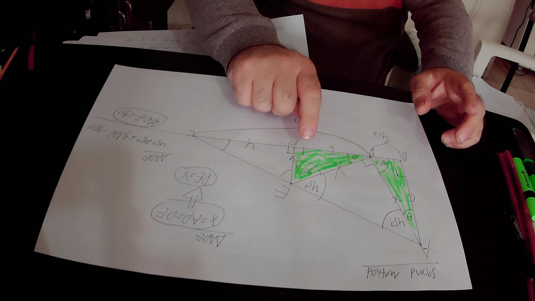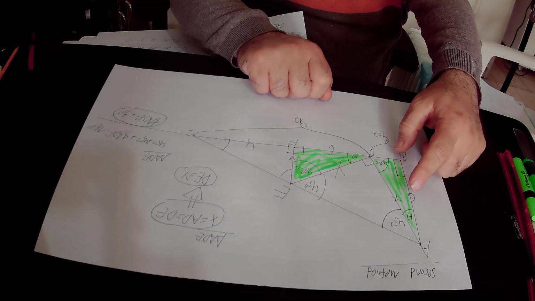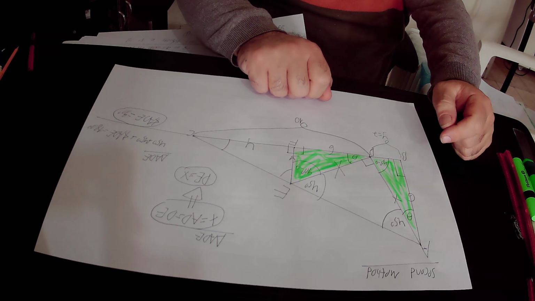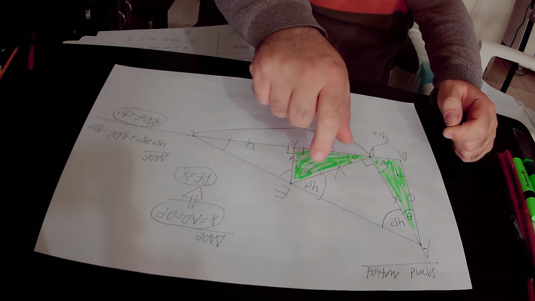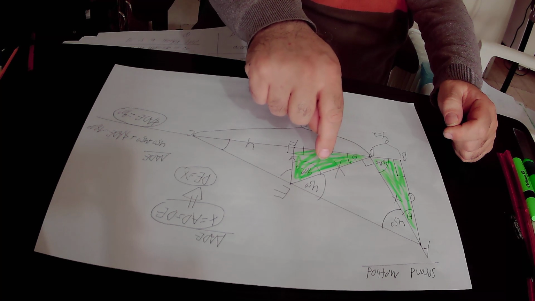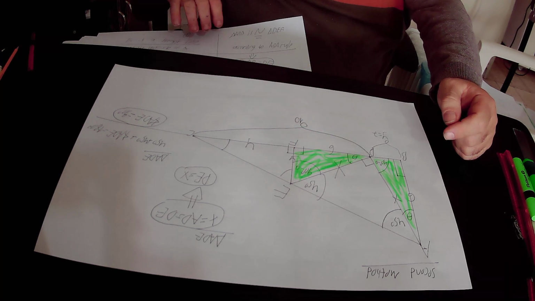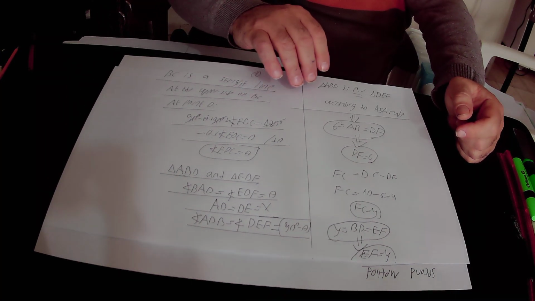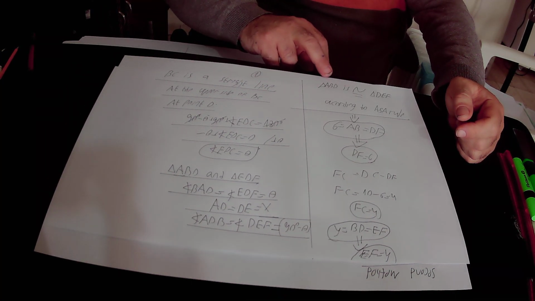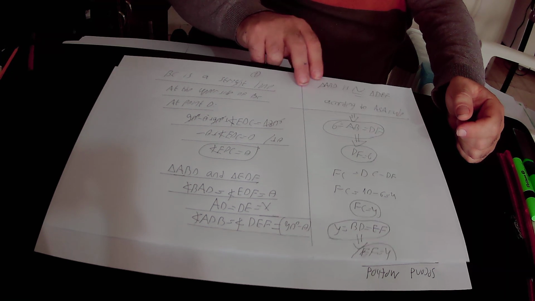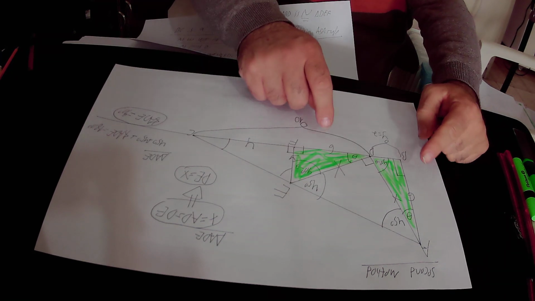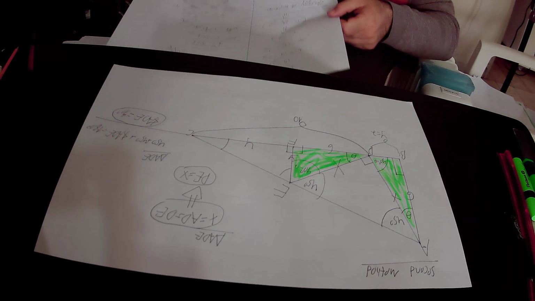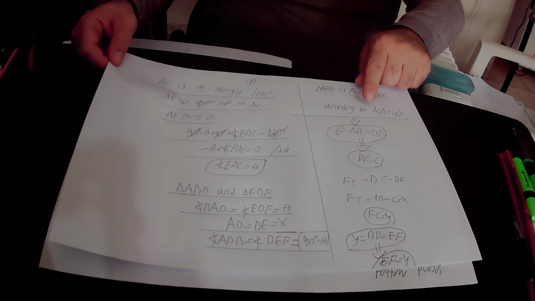So we proved that two angles and the side between them in triangle ABD are congruent to two angles and the side between them in triangle DEF. Therefore we prove that those two right triangles are congruent according to the angle side angle rule. And from the fact that those two right triangles are congruent, we conclude that AB equals DF according to the rule that corresponding sides in congruent triangles are equal to each other.